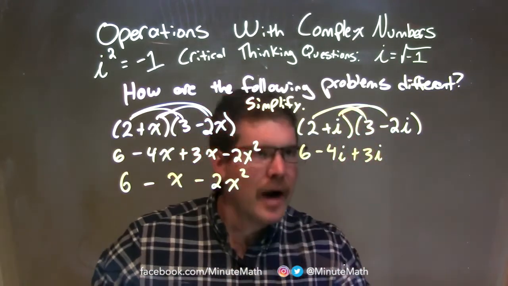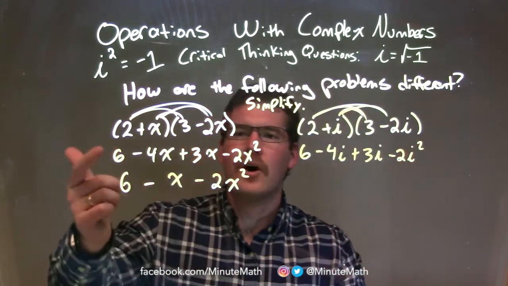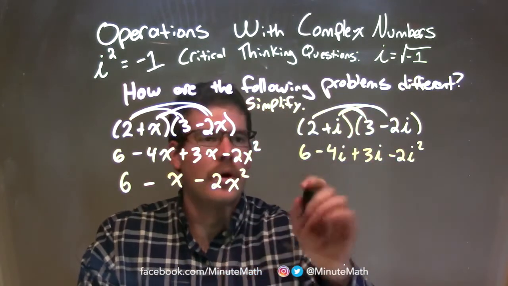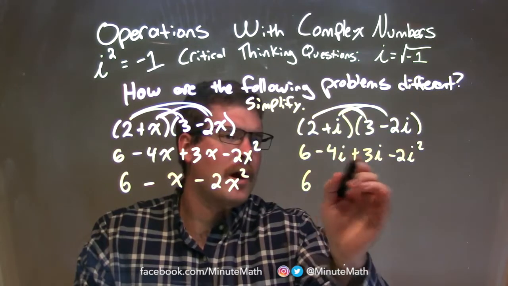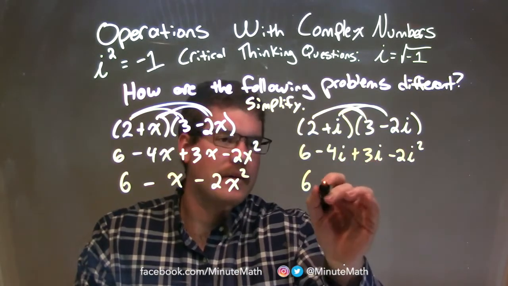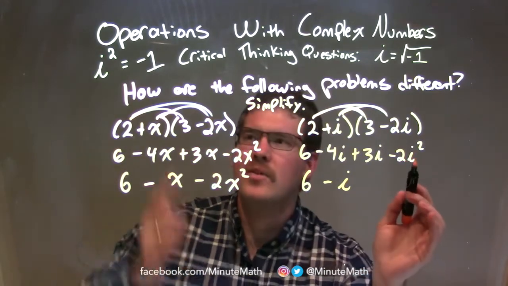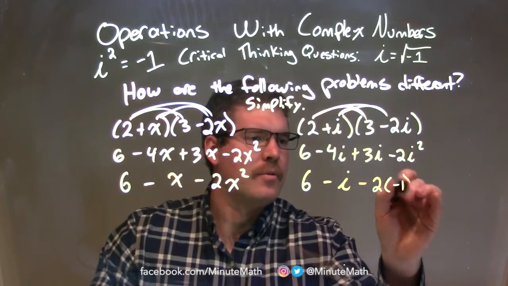And i times negative 2i is negative 2i squared. So far, nothing is different with these two. Let's simplify a little bit more here. We have 6 minus, now we combine the 4i, a minus 4i, and 3i to be a minus 1i. But here gets the tricky part. The i squared we know is a negative 1. So we have a negative 2 times a negative 1.